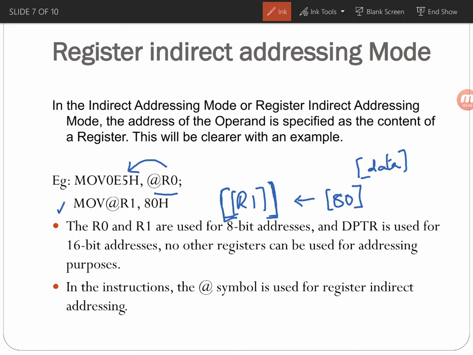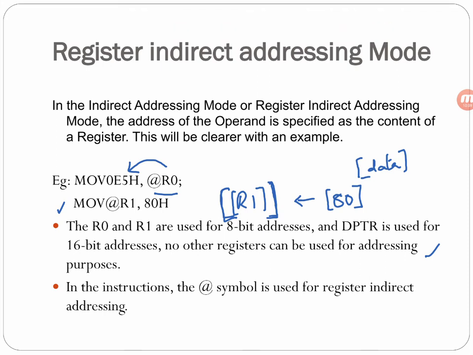R0 and R1 are used for 8-bit addresses and DPTR is used for 16-bit addresses. No other registers can be used for addressing purposes. And the next point is that in this addressing mode, the @ symbol is used for register indirect addressing mode.